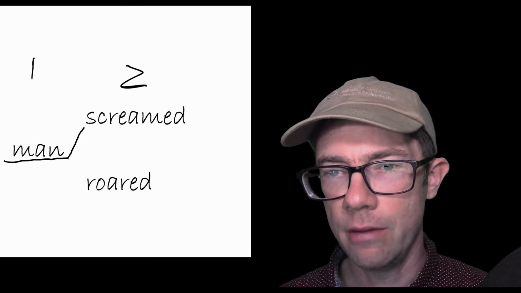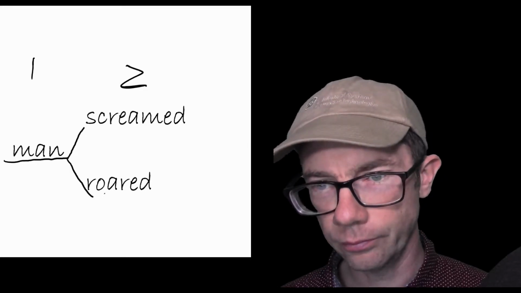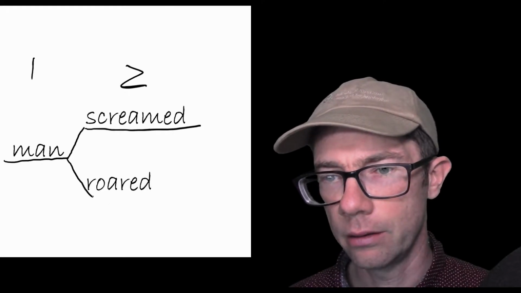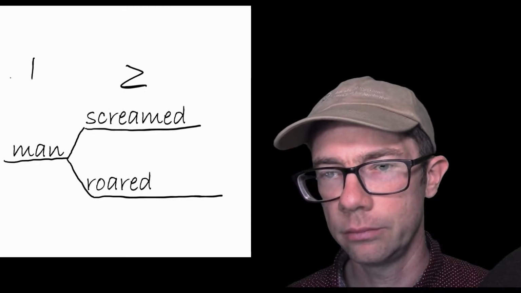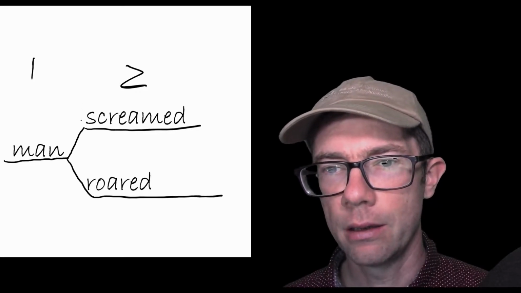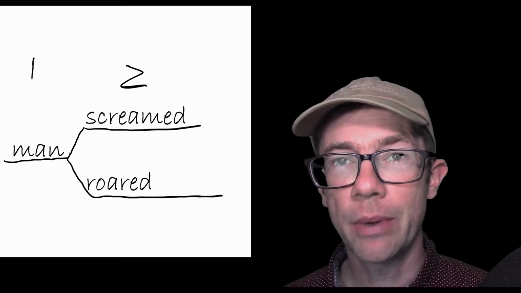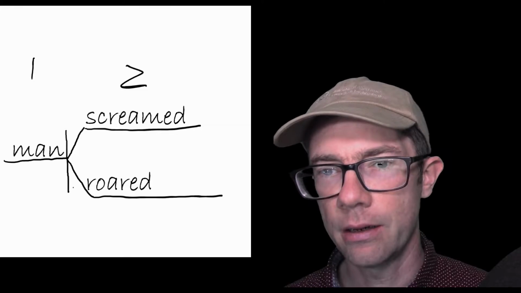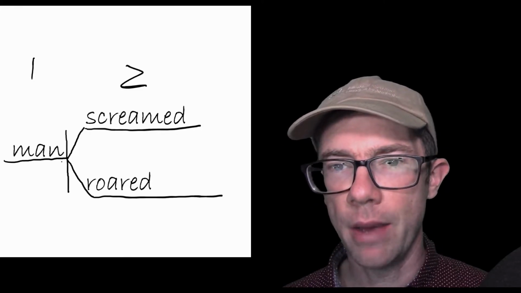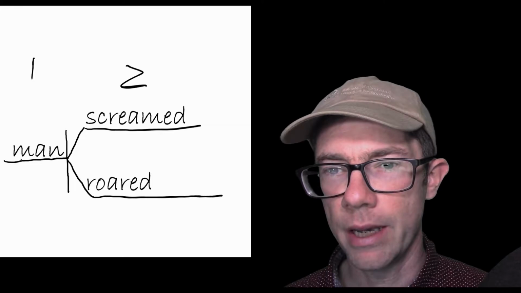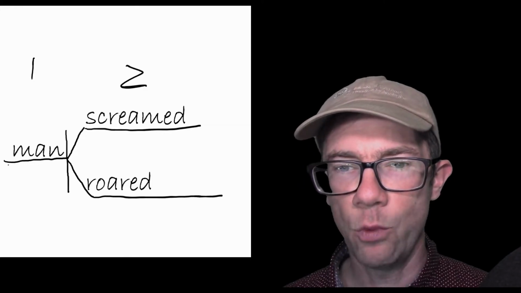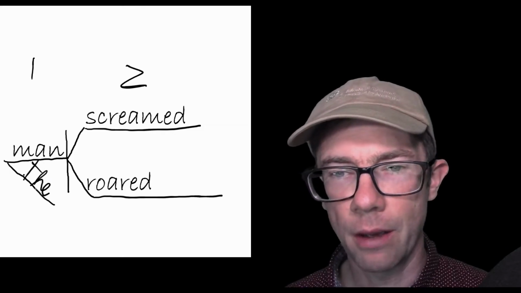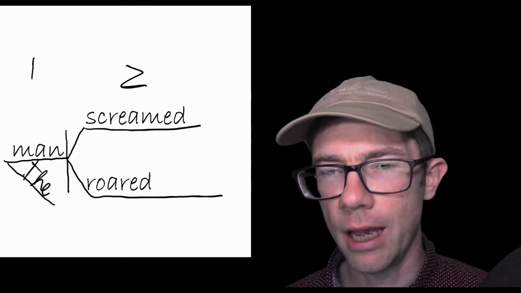The man screamed and roared. We draw one baseline there, another baseline there. What are we missing? We're missing the predicate line. Let's draw in the predicate line, intersecting the baseline. The man screamed and roared. Which man? The man. That makes the a modifier and also an article and a determiner.